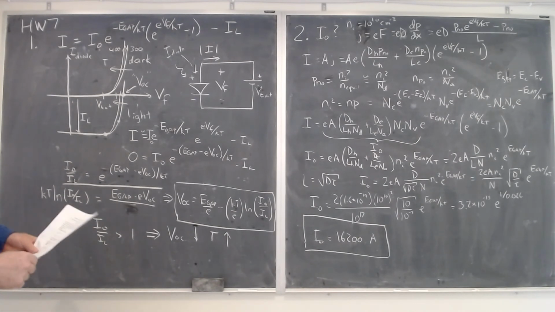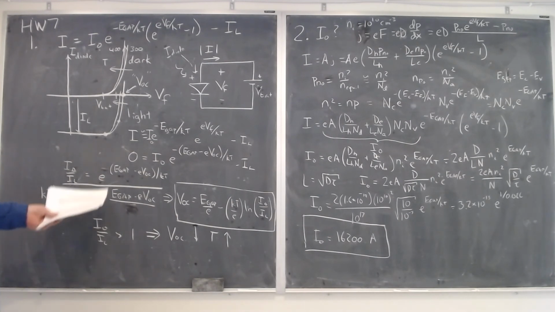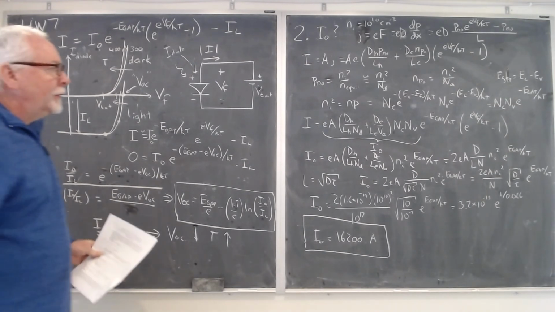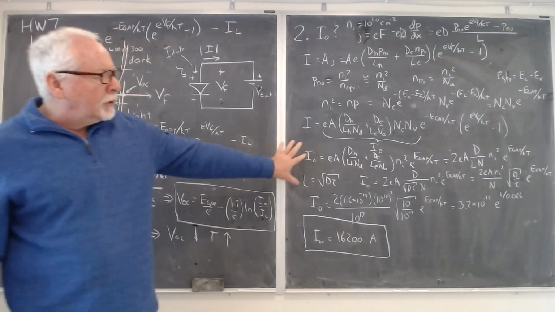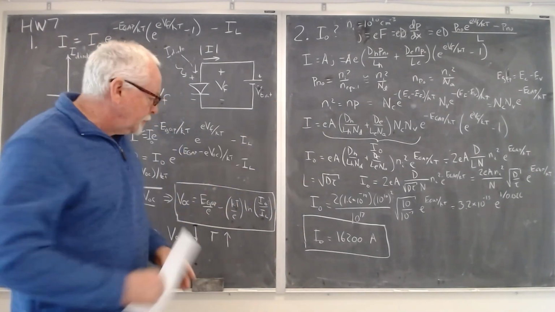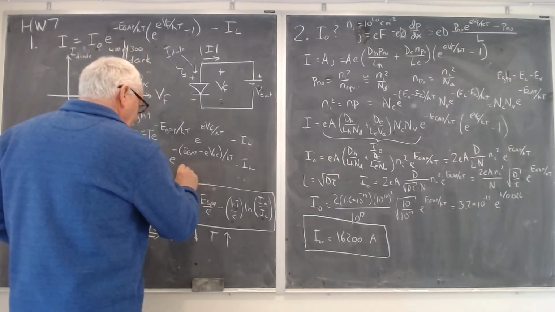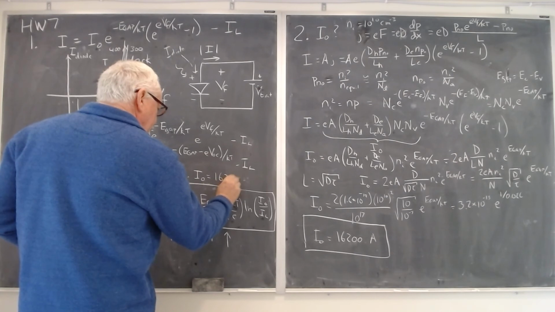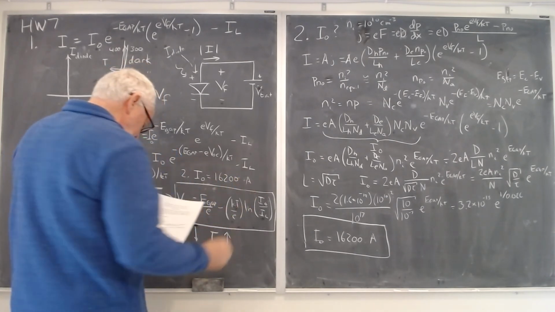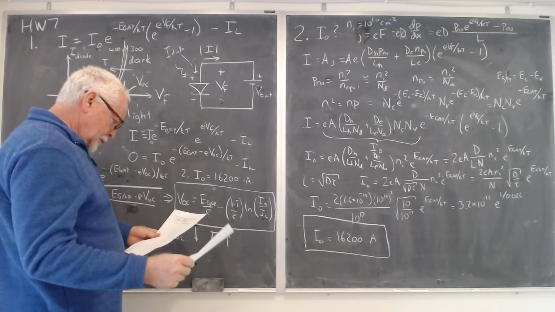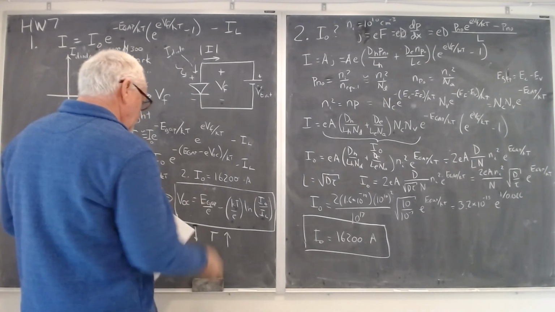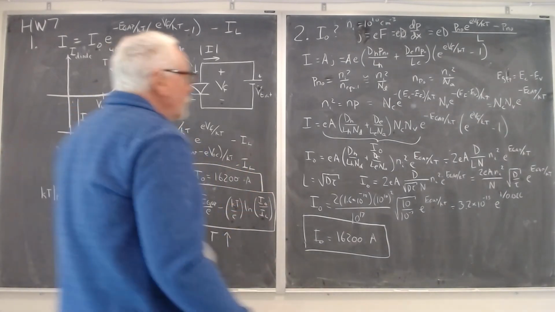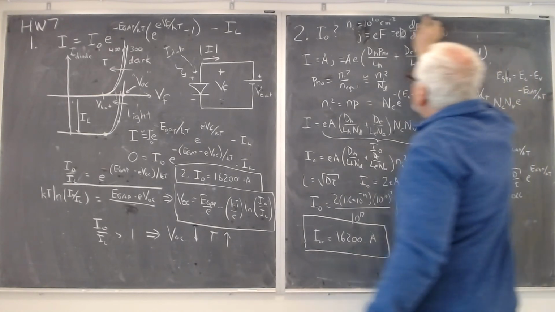Let's see, so let me see how I want to organize things here. Let's leave problem 2 up, and what I'm going to do is I'm going to erase this. I want you to go over the solution, make sure you can do it, and I'm going to put, for problem 2, I naught equals 16,200 amps. And then let's erase this.